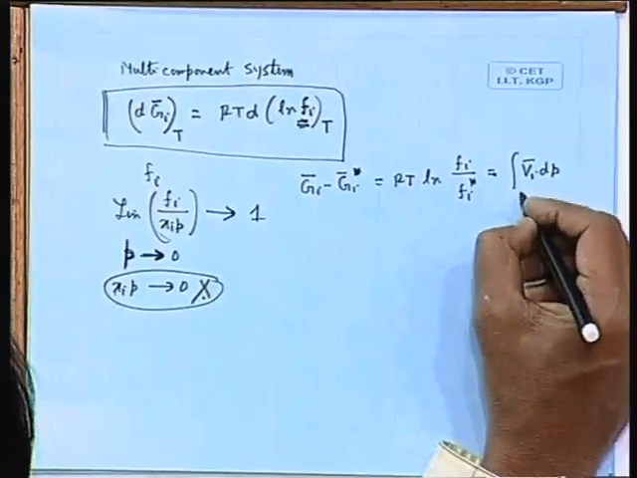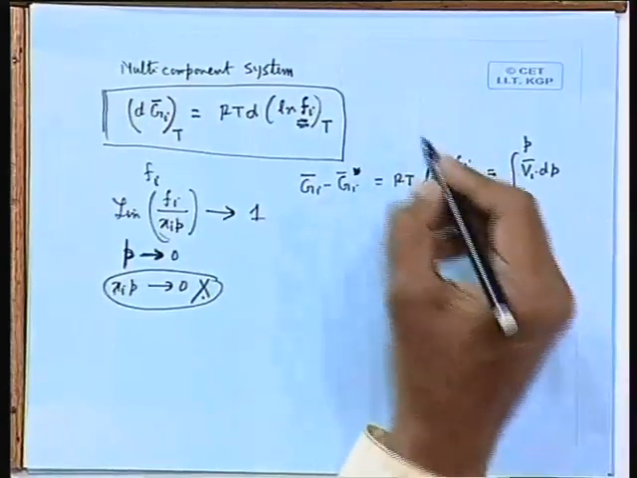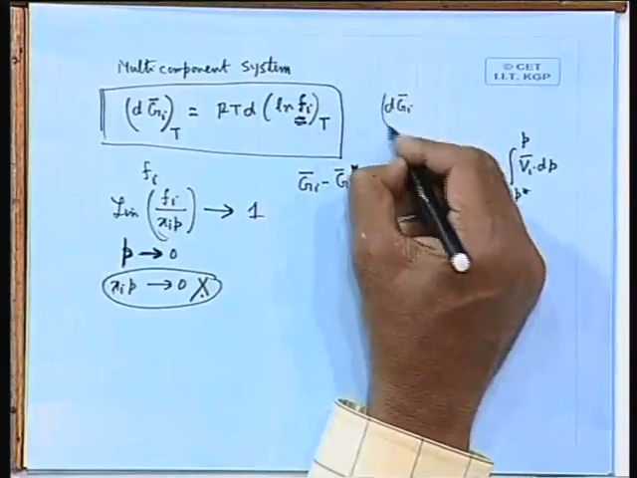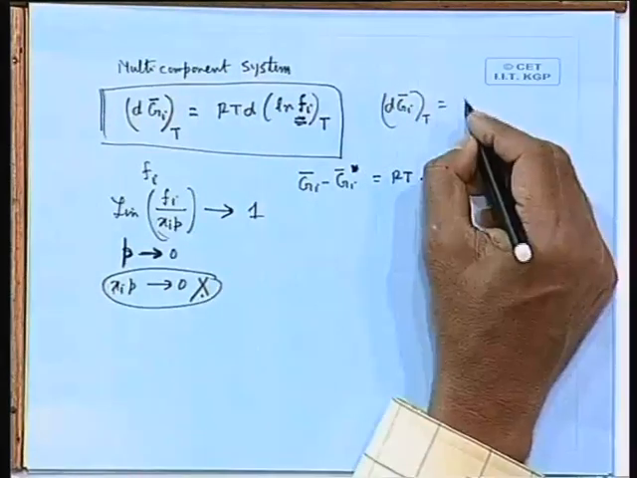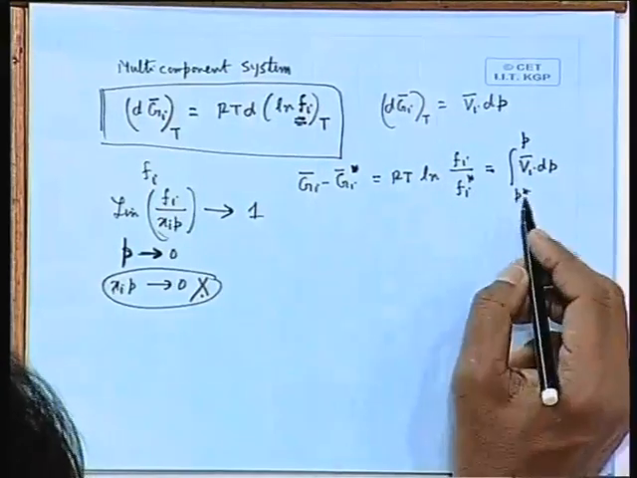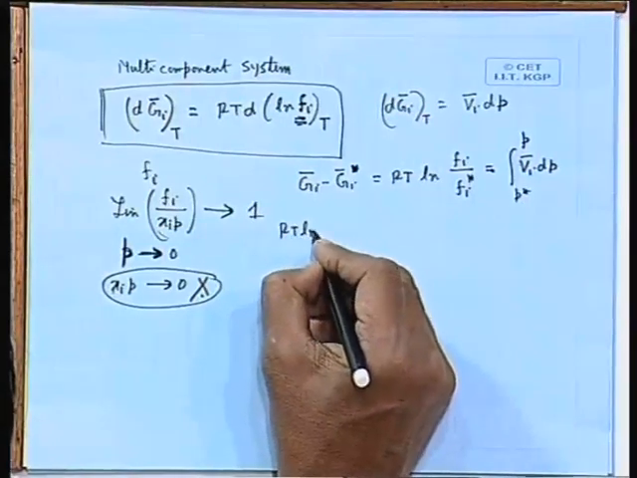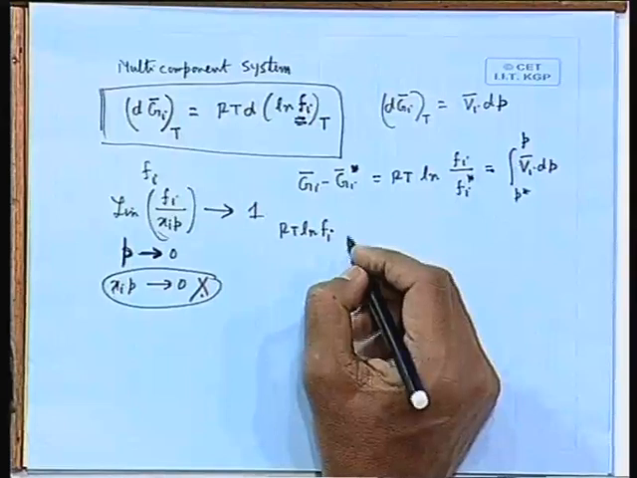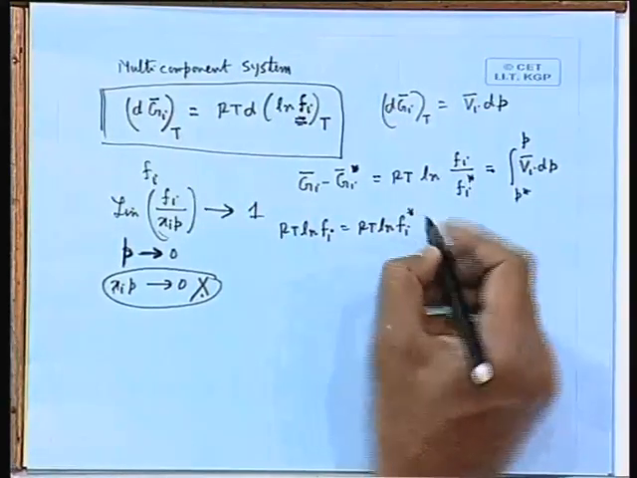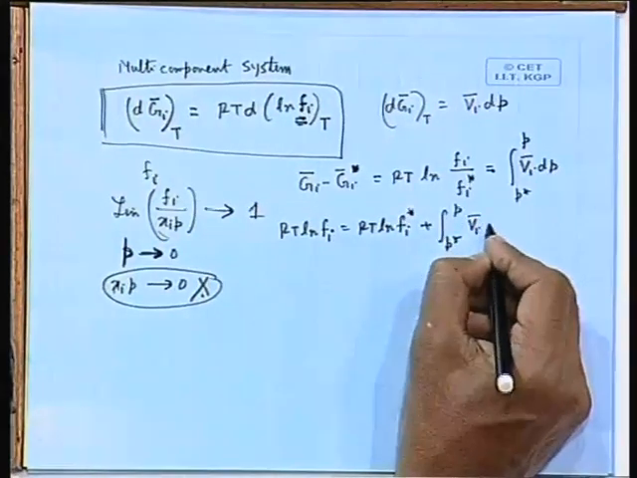That means the partial volume. Instead of the molar volume, it is the partial molar volume, which means that dGi bar at constant T is nothing but Vi bar dP. That is our relationship. So therefore, if I integrate that, I get this thing. In exactly a similar way, I can write RT ln Fi equals RT ln Fi star plus the integration from P star to P of Vi bar dP.